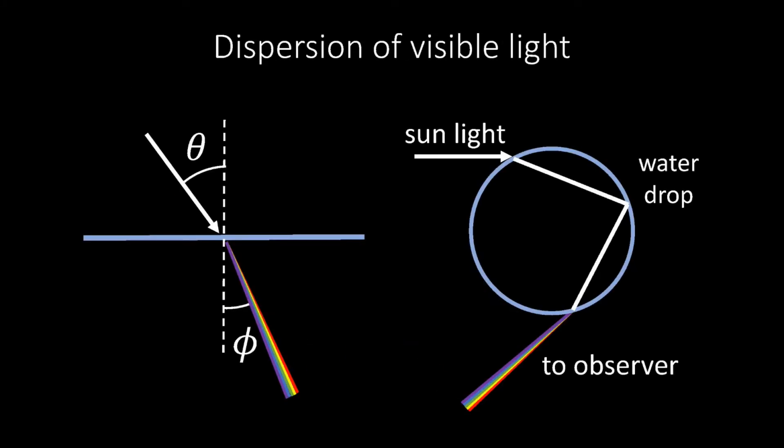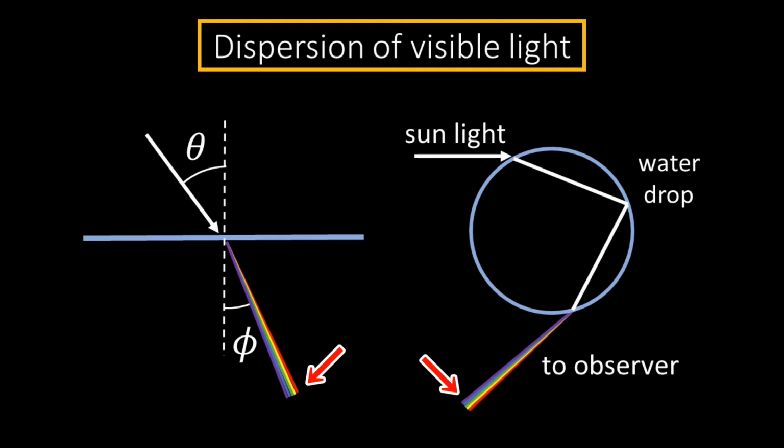In addition, the refractive index must change depending on the wavelength in order for colors to be separated like a rainbow. This phenomenon is called dispersion of light.